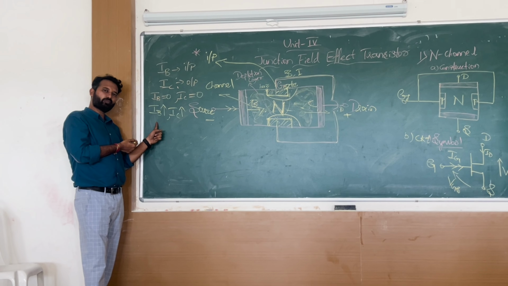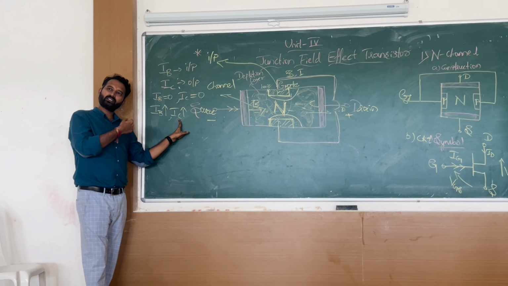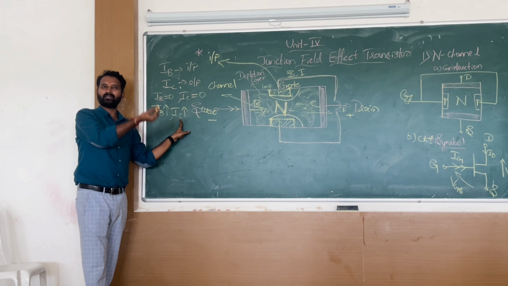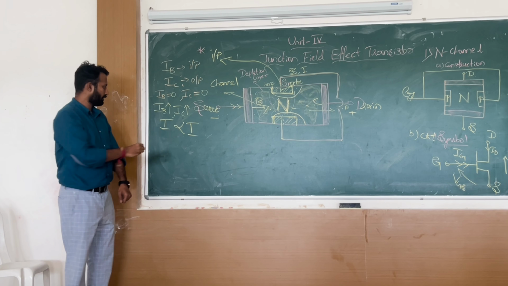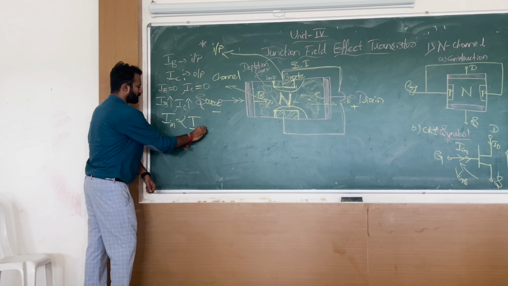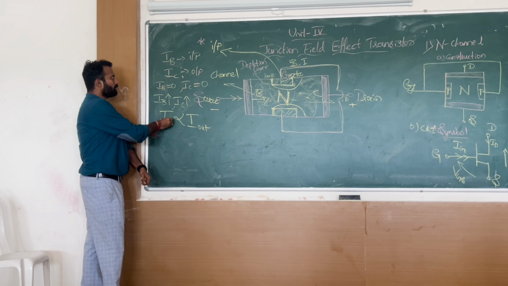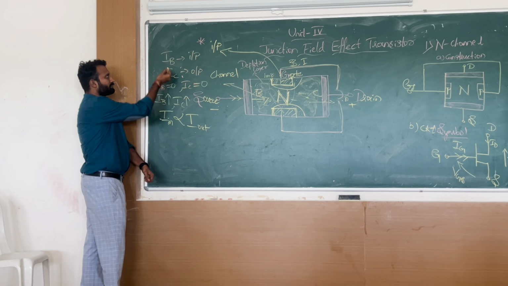You are increasing input, output current is also increasing. Let me tell you, so here I can write I in is directly proportional to I out. In case of CB, IB is directly proportional to IC. Means the BJT, the transistor, is a current controlled device.